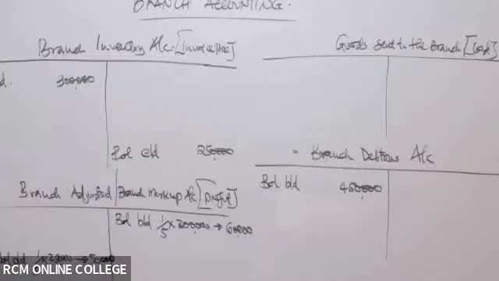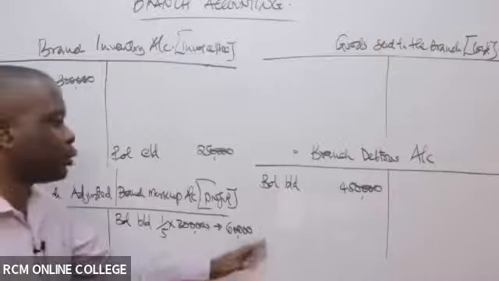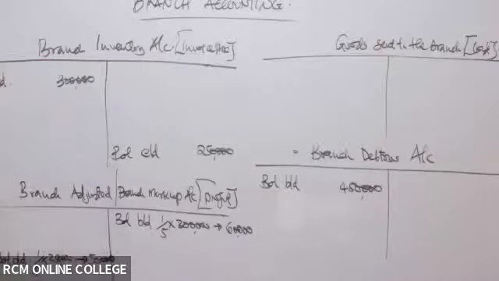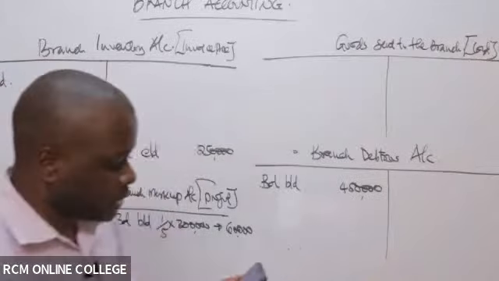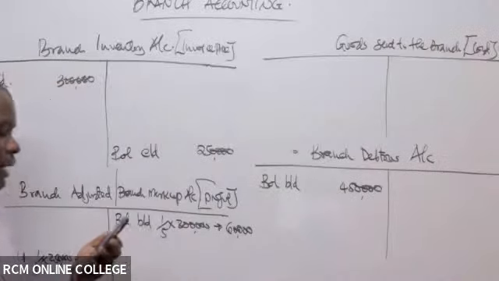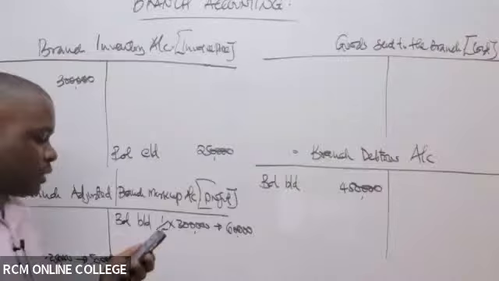So the balance carried down here, 250,000. A fifth of the 250,000 is exactly 50,000. So like that, you would have been able to deal with the opening balances. Then there are transactions which actually occurred. You're told that goods sent by the head office to the branch at invoice price was actually 2.5 million.